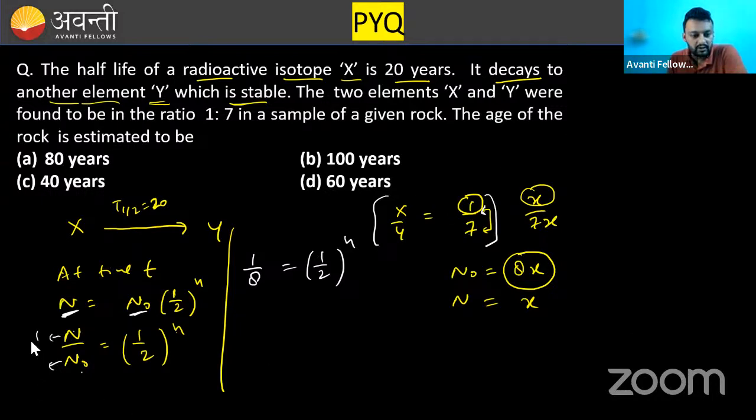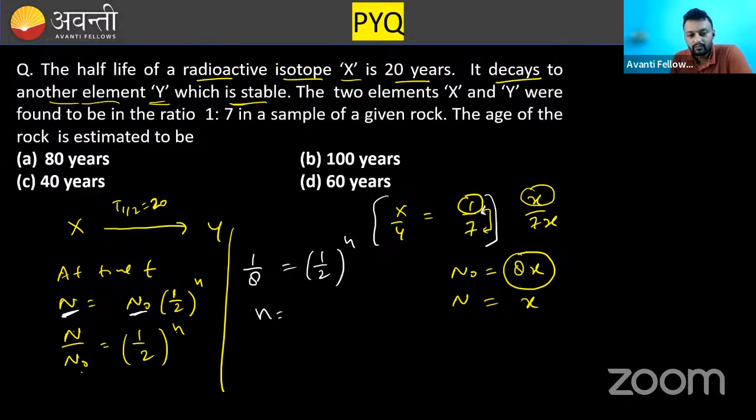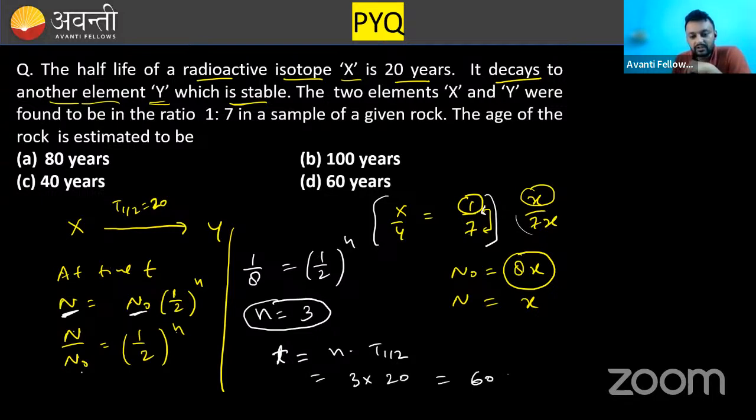Now you know the terms. Just place the values and you will get the answer. So n is equal to 3. This is 1/2 raised to the power 3. So the age of the rock is the total time taken for this much remaining number of nuclei, which is n into T half. And n is 3, T half is 20 years. So that will be 60 years.